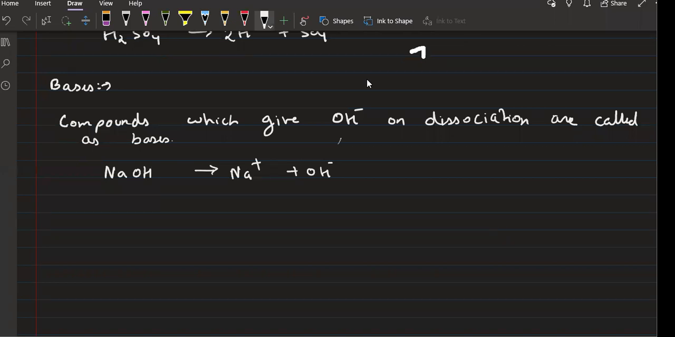Yes, Esther, that's the definition. We'll cover those things, don't worry. So I'll revise again. What is an acid? Acids are compounds which give H+ after dissociation. Dissociation means breaking. What are bases? Bases are compounds which give OH- on dissociation.